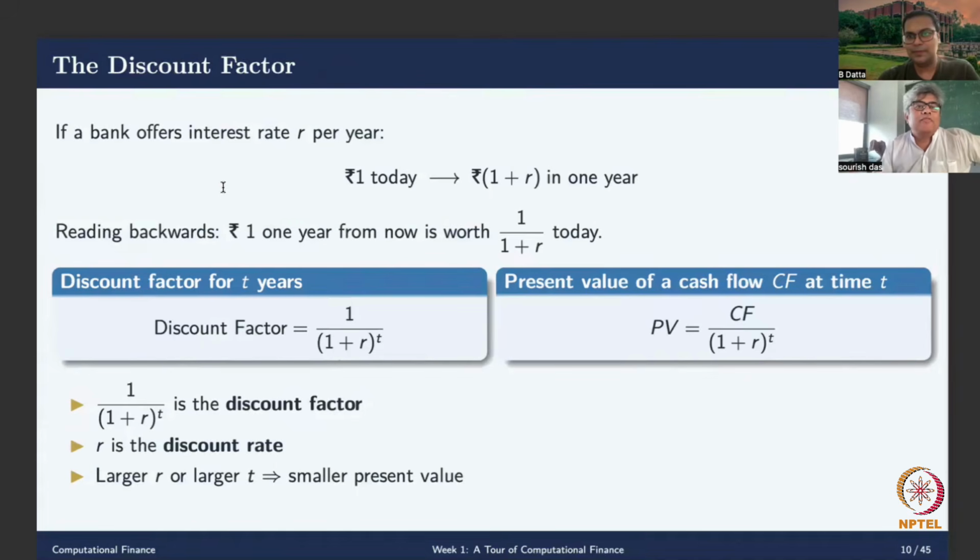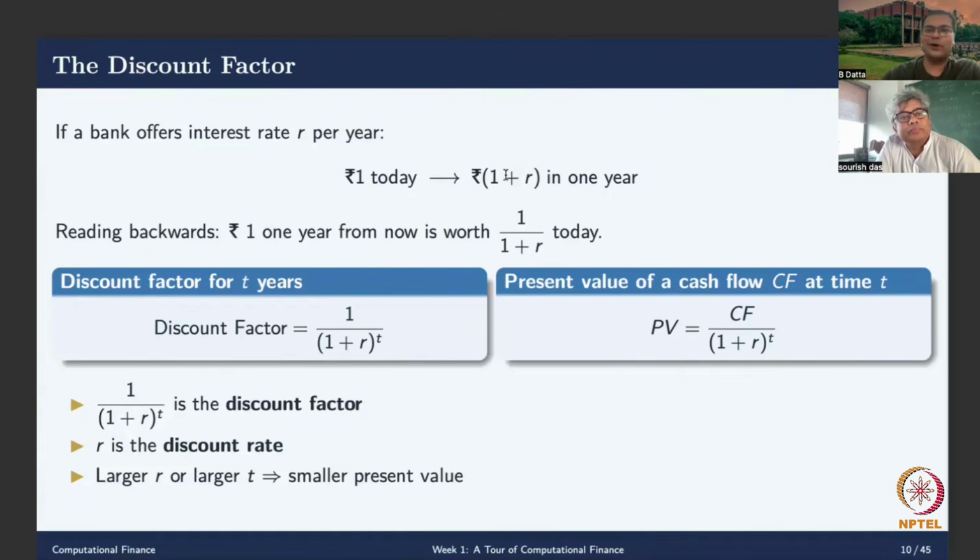Basically, if a bank offers an interest rate of say R per year, and 1 rupee is today, then after 1 year it should be 1 plus R rupees, right? The same 1 rupee will become 1 plus whatever interest payment the bank is making. Correct.